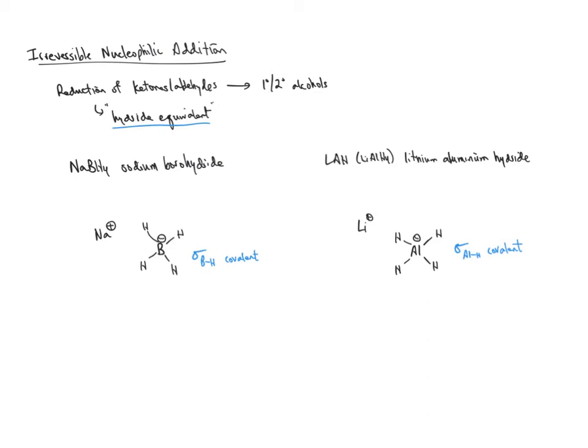We say that sodium borohydride is less reactive but more selective. And we say that the LAH, the lithium aluminum hydride, is more reactive but less selective. So what do we mean by this? Well, let's think about what would happen if we had 2 different types of functional groups. So the first one would be the sodium borohydride reduction.